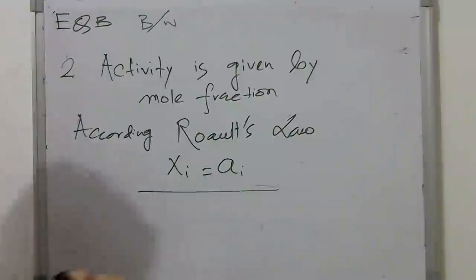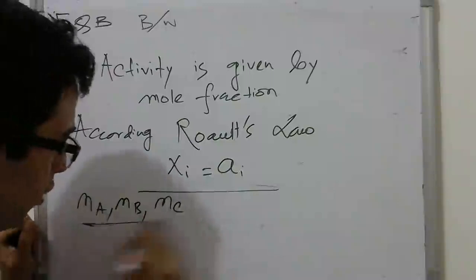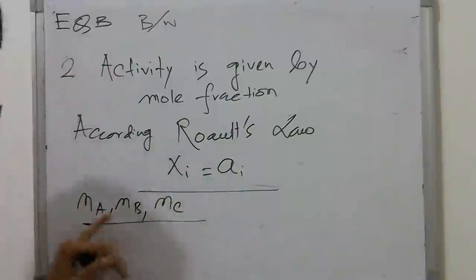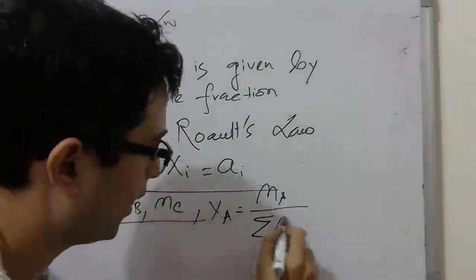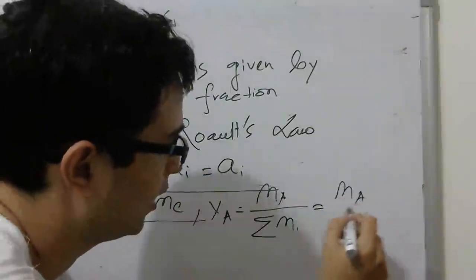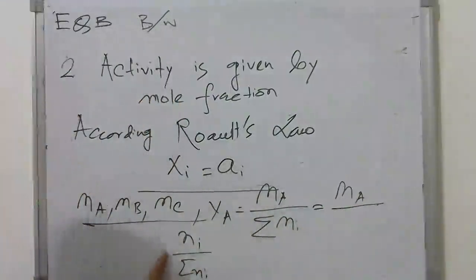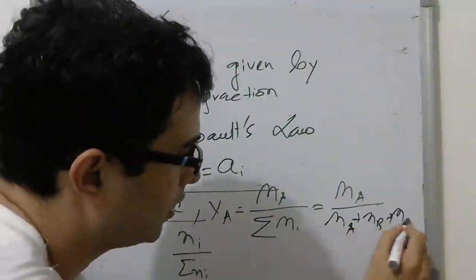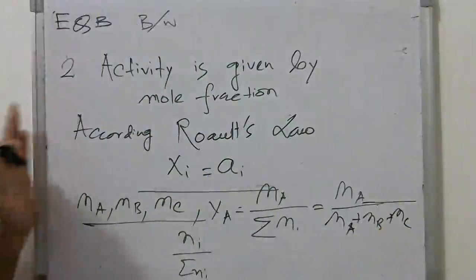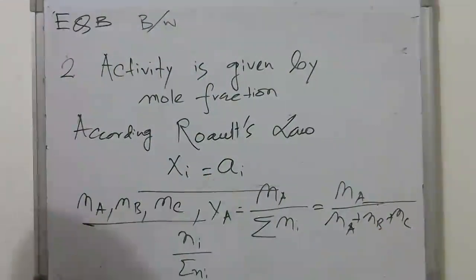Let me just recapitulate once. If there are Na, Nb and Nc moles of material existing in a system, the mole fraction for Xa is given by Na by sigma Ni. Basically the expression is Ni by sigma Ni, where sigma Ni is always given by Na plus Nb plus Nc. So this is the second concept. According to Raoult's law, mole fraction is equal to the activity of the phase in the particular system.